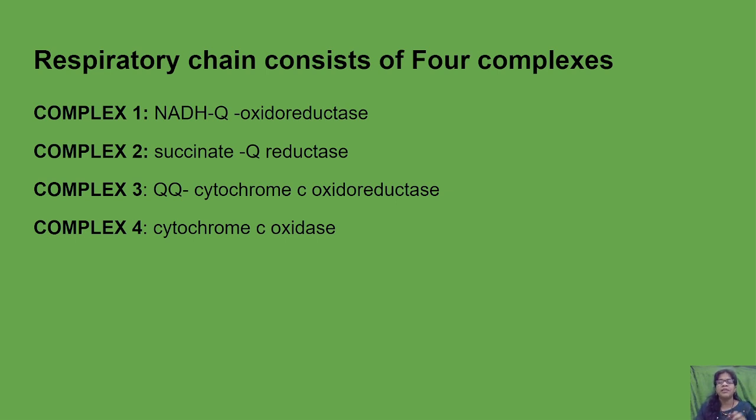The second complex is succinate Q reductase, which is involved in the Krebs cycle for the release of your FADH2 molecules. Complex 3 is Q cytochrome C oxidoreductase. I'm sorry, it was written QQ, it's only Q. That was my mistake. And complex 4 is cytochrome C oxidase. So these are the four respiratory chain complexes.